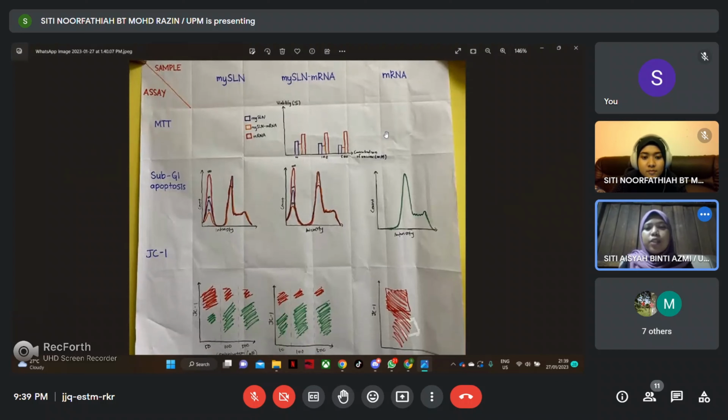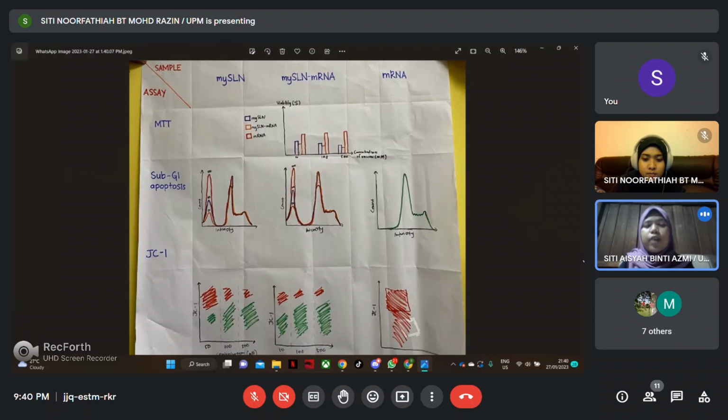We were assigned to perform the cytotoxicity analysis, which are the analysis of MTT assay, SubG1 apoptosis assay, and JC1 assay. The analysis must include concentrations of the vaccine from 50 mM to 500 mM. So our group uses three concentrations, which are 50 millimolar, 100 millimolar, and 500 millimolar.